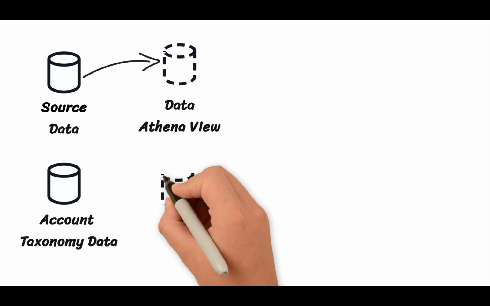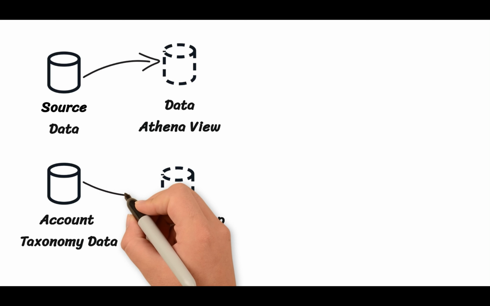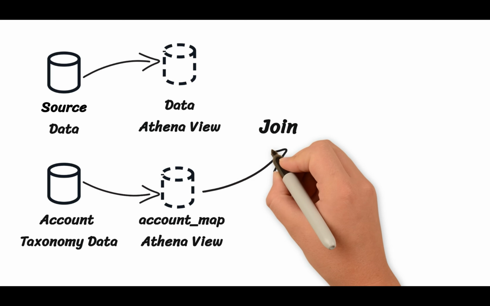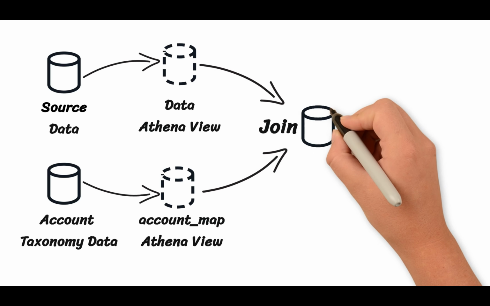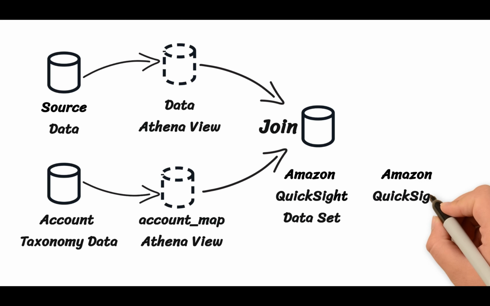For account taxonomy, here we have a special view called Account Map. This account map is something that can be customized to get the needed fields. Then we join Data View in QuickSight with Account Map, producing data for dashboards that are enriched with the account taxonomy information.